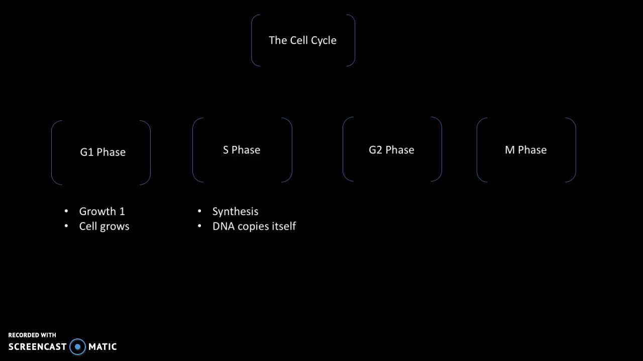The next phase is the S phase, or the synthesis phase, where the DNA inside the cell's nucleus copies itself, so there are two identical copies of said DNA. Next phase is the G2 phase, where, just like in the G1 phase, the cell continues to grow and develop. The M phase, which is the shortest phase but arguably the most important, is where mitosis and cytokinesis occur, and the cell becomes two identical daughter cells in mitosis, or in the case of meiosis, four genetically unique cells.